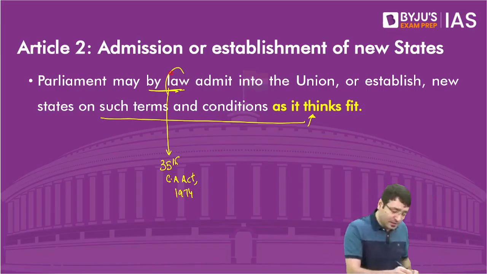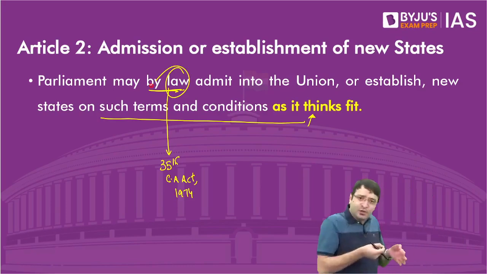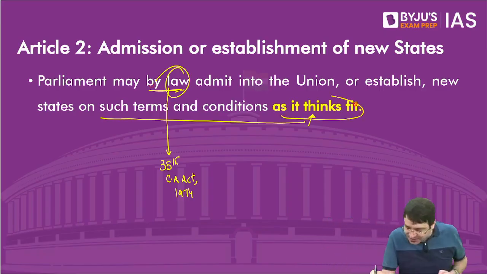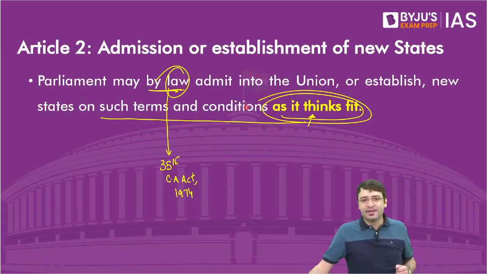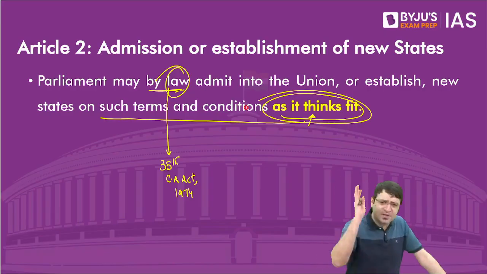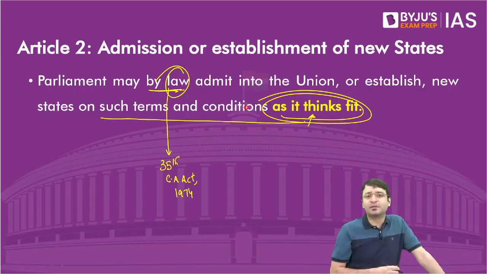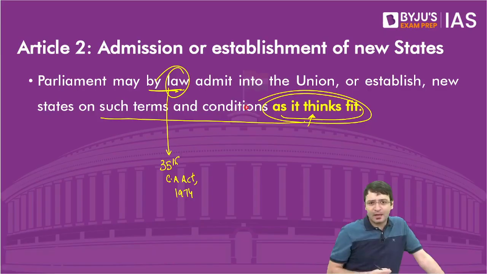Parliament may, by law, admit into or establish new states on such terms and conditions as it thinks fit. That means it is the discretion of the Parliament. On any terms and conditions, it can admit into India or establish new states. So we are admitting Sikkim as an associate state. And she was diplomatically right.